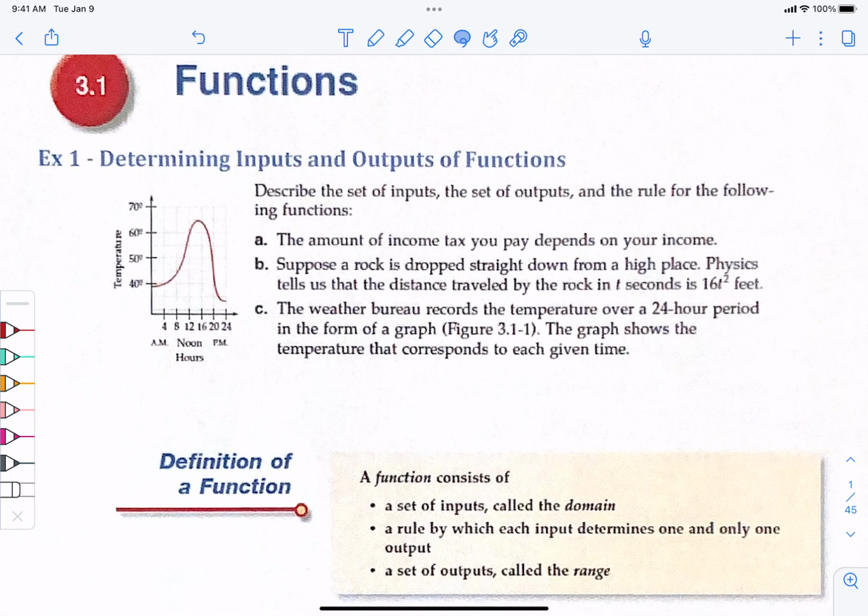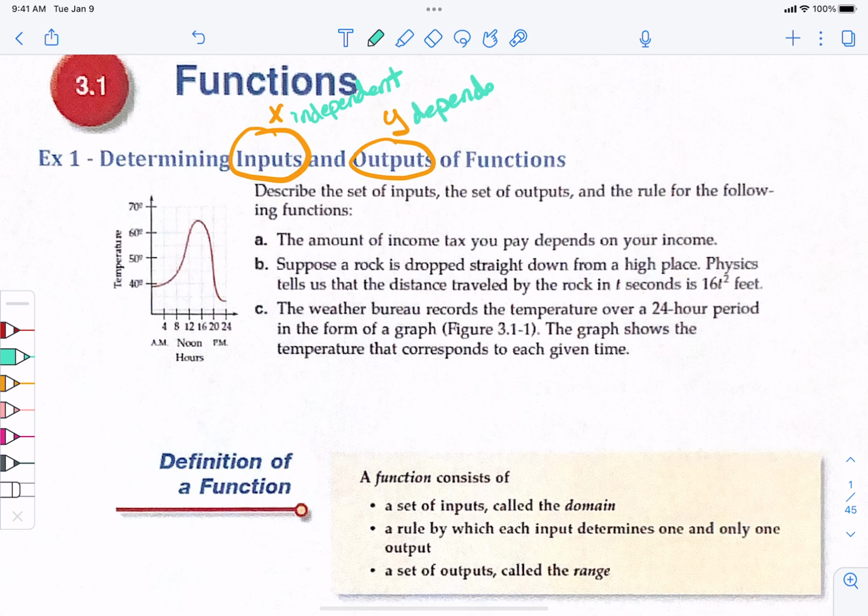Example 1, determining inputs and outputs. As far as x's and y's go, which one is the input typically? The x, and the outputs are the y's. They also call the x the independent variable, right? So, independent. Then after you plug x in, the y depends on what x you plug in, right? So y is the dependent variable. The output value depends on what you put in for your input value. So describe the set of inputs, the set of outputs, and the rule for the following functions.